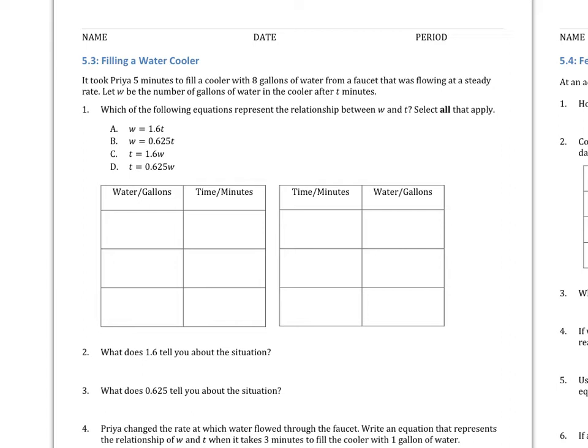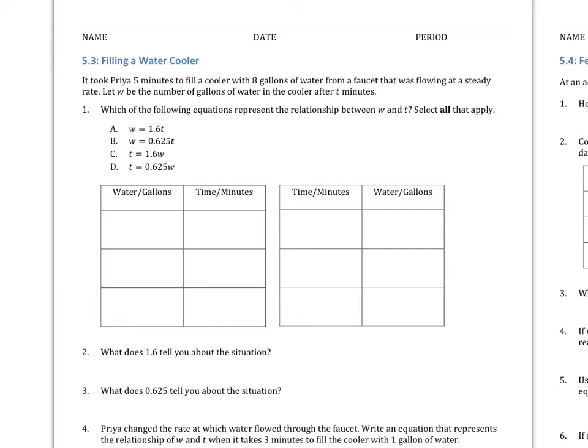In this question, it said it took Priya 5 minutes to fill a cooler with 8 gallons of water from a faucet that was flowing at a steady rate. Let W be the number of gallons of water in the cooler after T minutes. Which of the following equations represent the relationship between W and T? Select all that apply. The first thing we have to do is fill out our tables to help us identify the constant of proportionality.